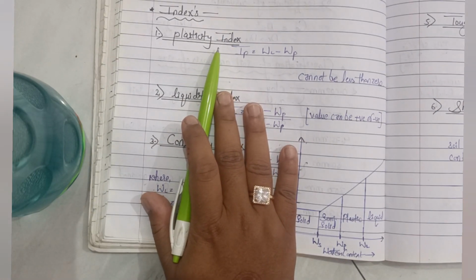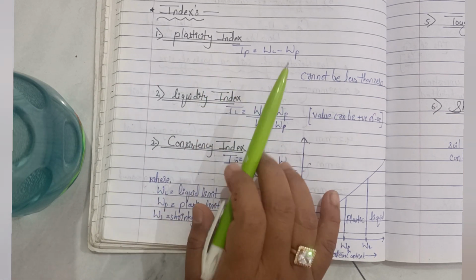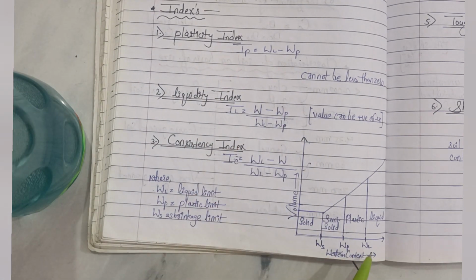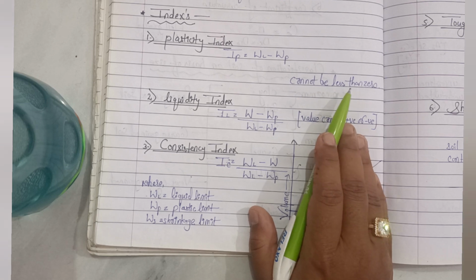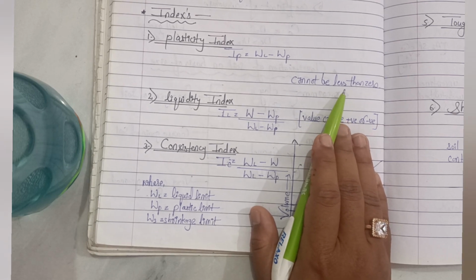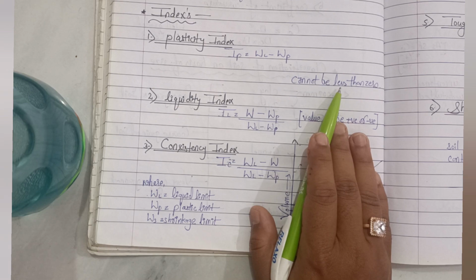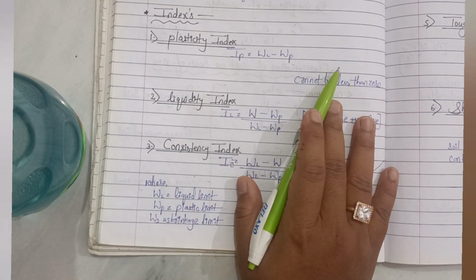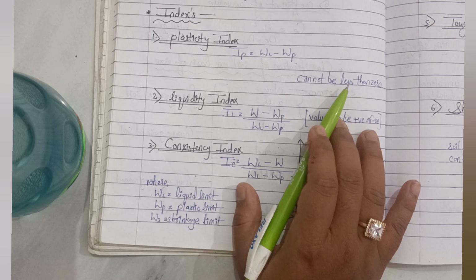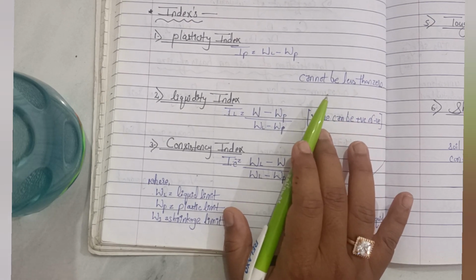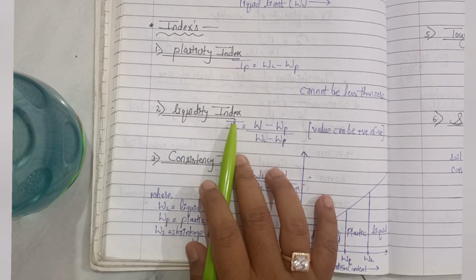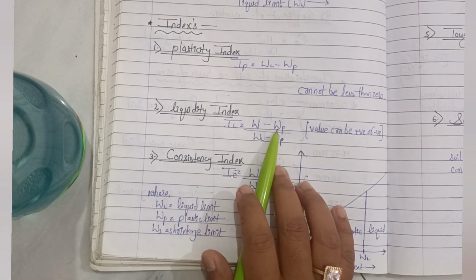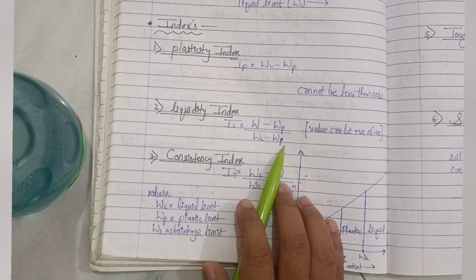Okay, so plasticity index will be equal to WL minus WP. This one is your plasticity index. It cannot be less than 0. Remember this point, that it cannot be less than 0. Questions are asked from this topic: if a negative value of plasticity index comes, you cannot take the negative value because its value cannot be less than 0. Okay, so next is your liquidity index. Liquidity index is equal to W minus WP upon WL minus WP.